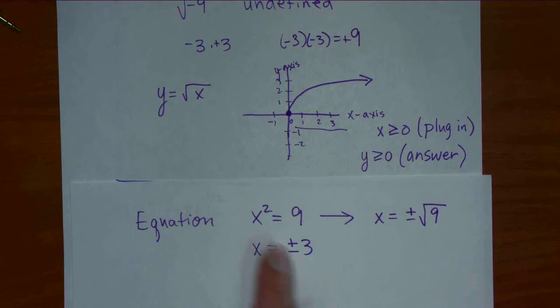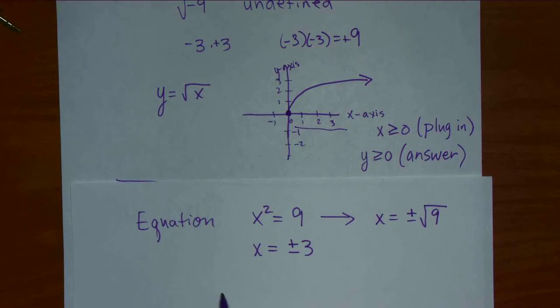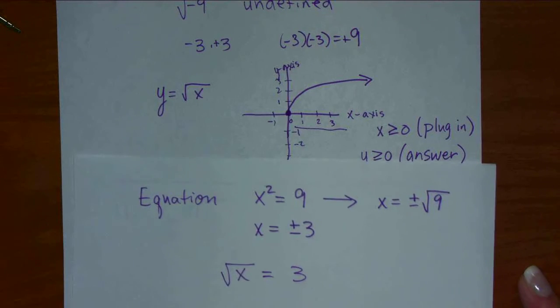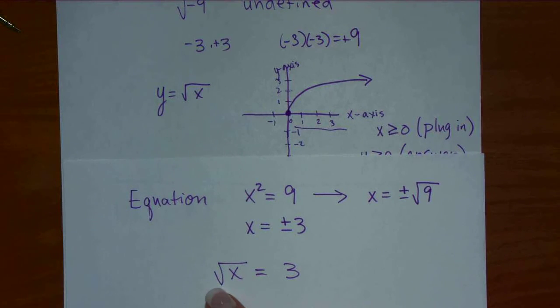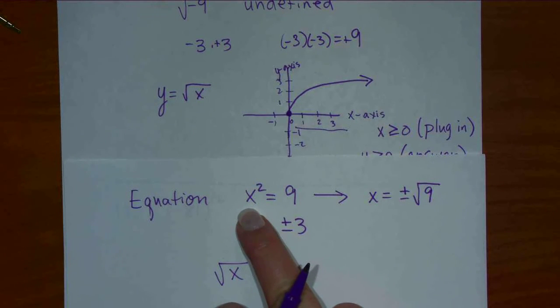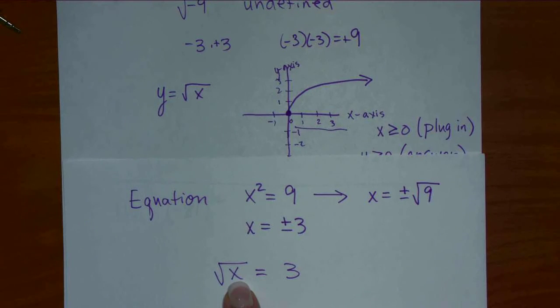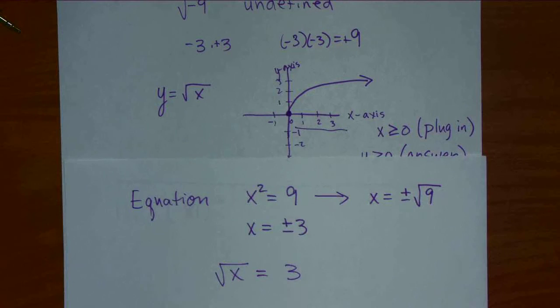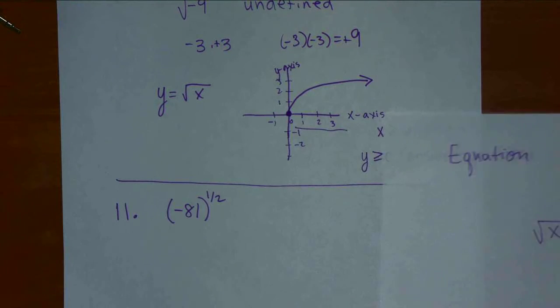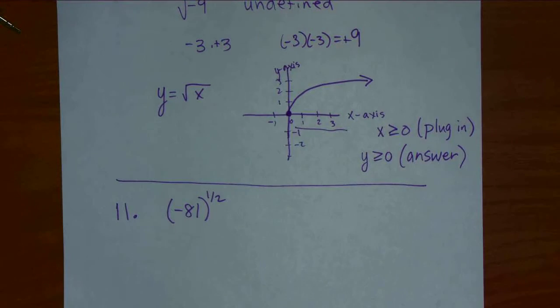Okay, so we will see this, but it's not that a square root has 2 answers. The square root of x equals 3 has 1 answer only, and that is 9. But when you start with a squared, it can have 2 answers, plus and minus. Those are 2 different things. I guess that's confusing, but we'll get to it later. Okay, what about this one?